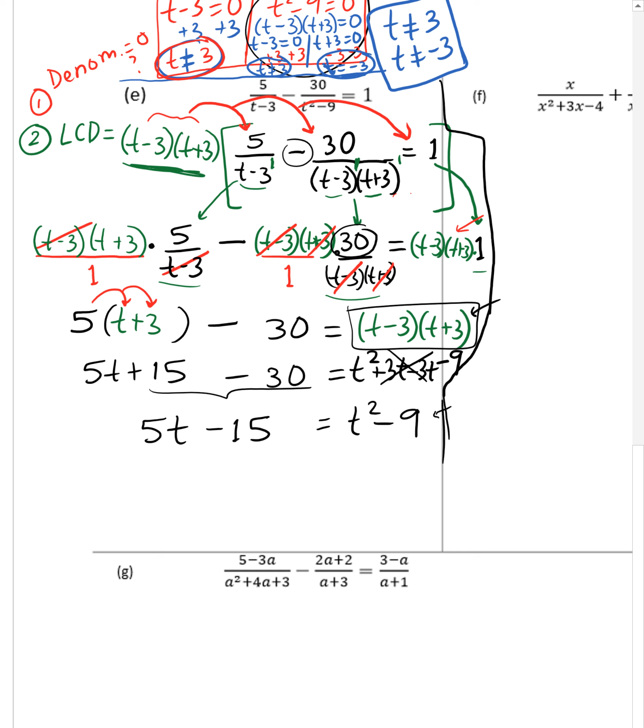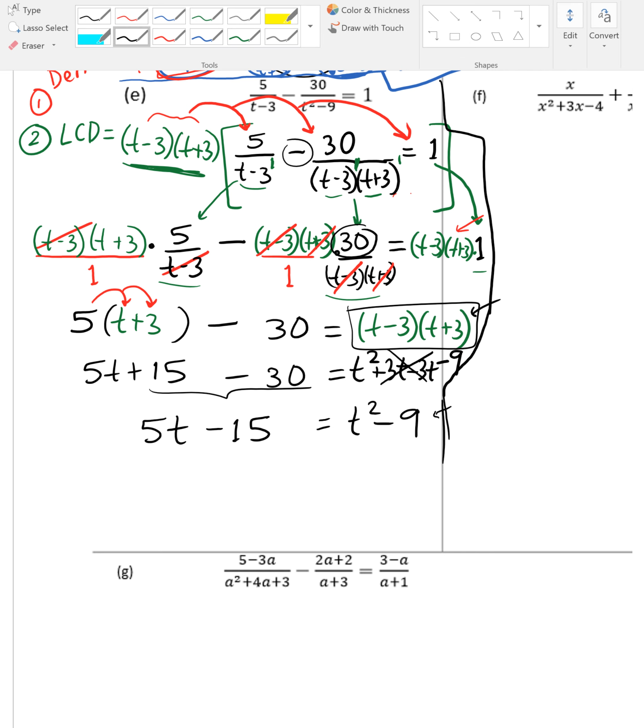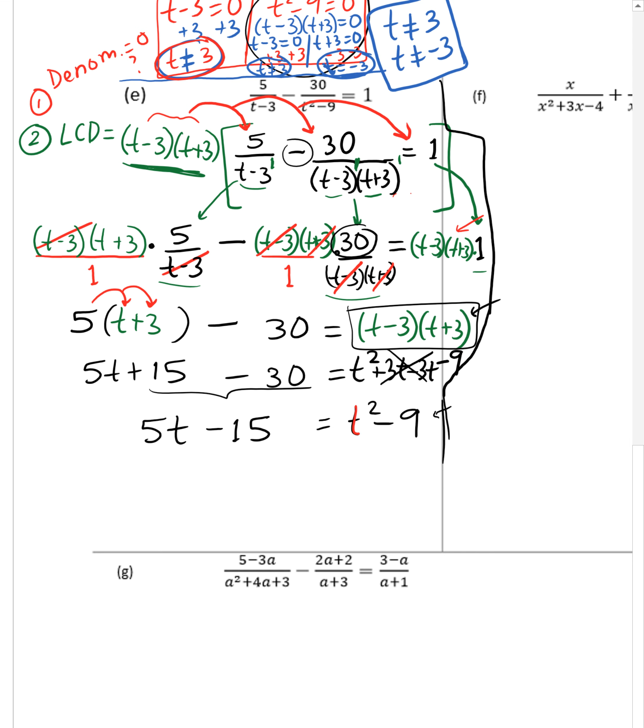Okay, looking good so far. And now what? I see that there's a t squared term here and a t term here. So I would not be able to just isolate t. I can't get t by itself since it's occurring twice in two separate terms that aren't like terms. So what I'm going to have to do is get all the terms on one side and try to factor it.